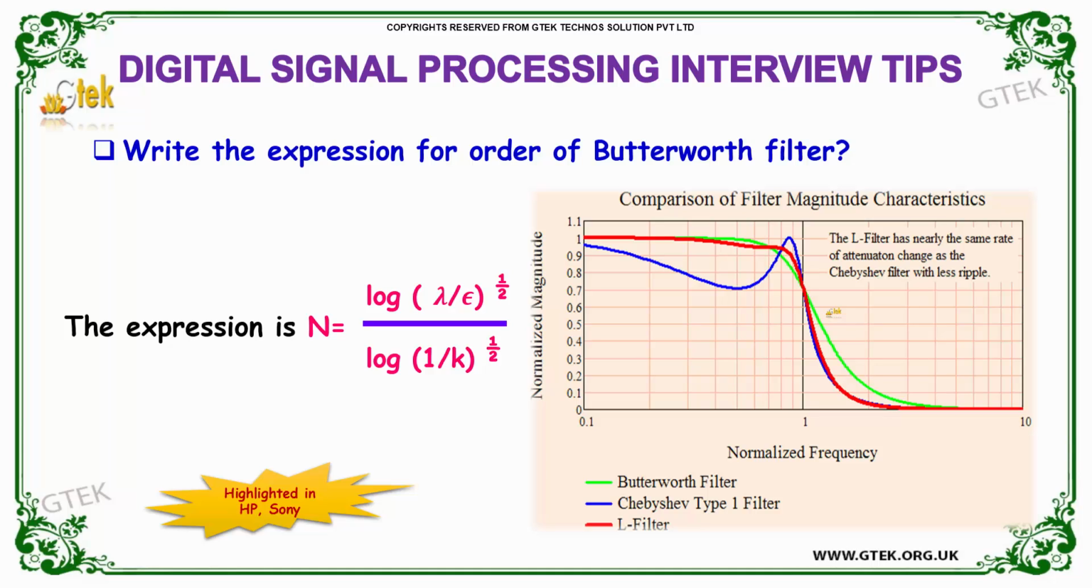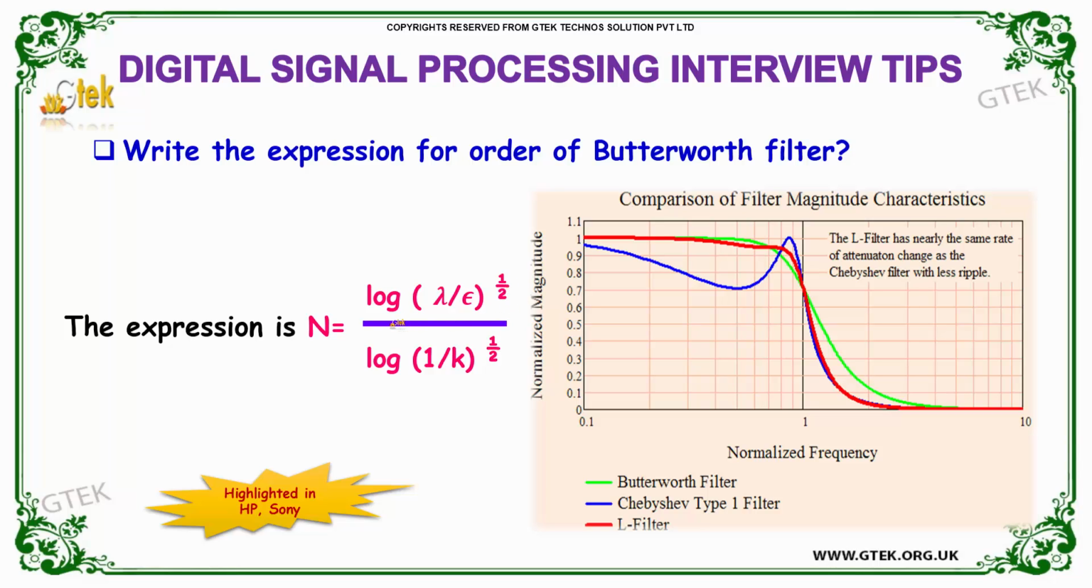Let's move on to the next question. Write the expression for order of Butterworth filter. The expression is as follows. Capital N equals log of (lambda divided by epsilon) the whole power 1 divided by 2.